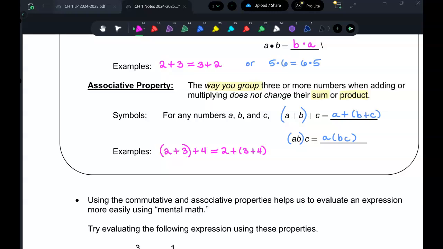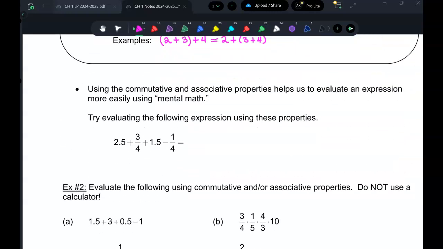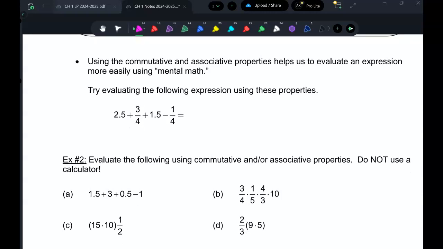Isn't addition like multiplication but weaker? Kind of. Multiplication is like addition but strong. Well, multiplication is multiples of adding. That's why it's called multiplication. Can you scroll up? Real quick.